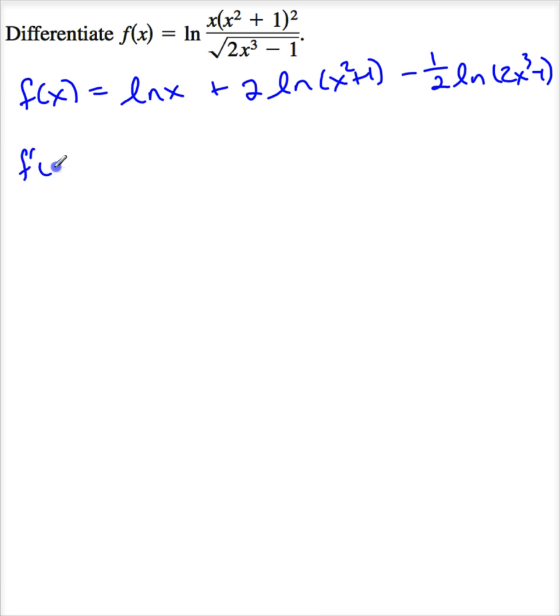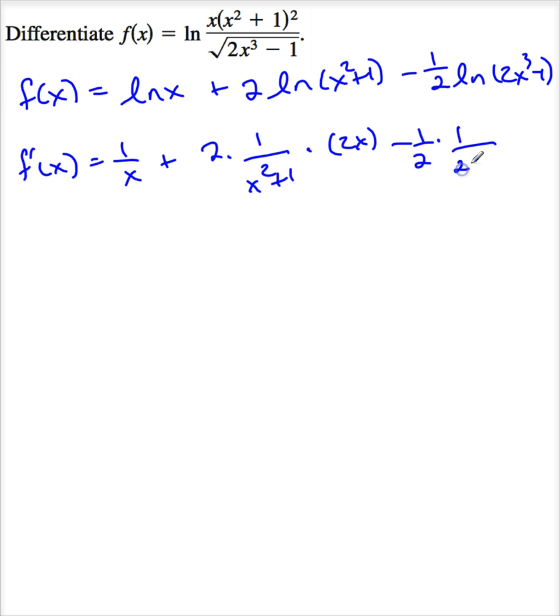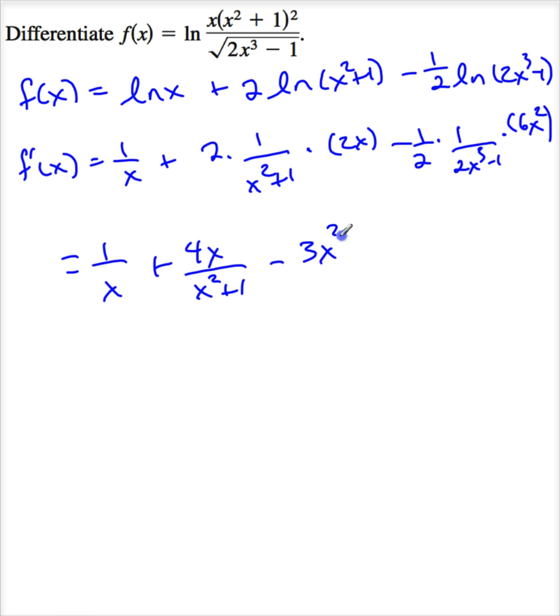Now when I do f prime, it's 1 over x plus 2 times 1 over x squared plus 1 times 2x minus 1 half times 1 over 2x cubed minus 1 times 6x squared. So I can rewrite this as 1 over x plus 4x over x squared plus 1 minus 3x squared divided by 2x cubed minus 1.